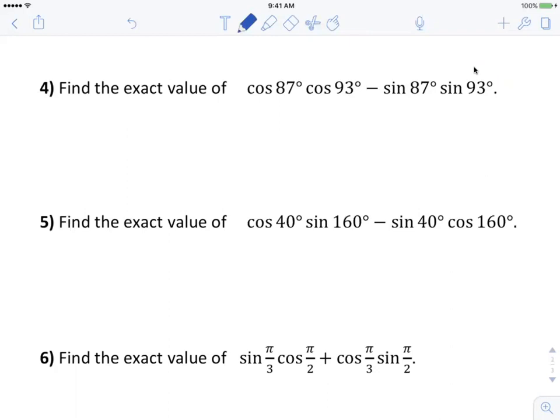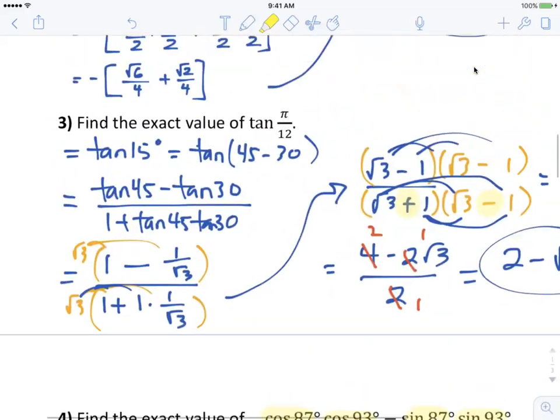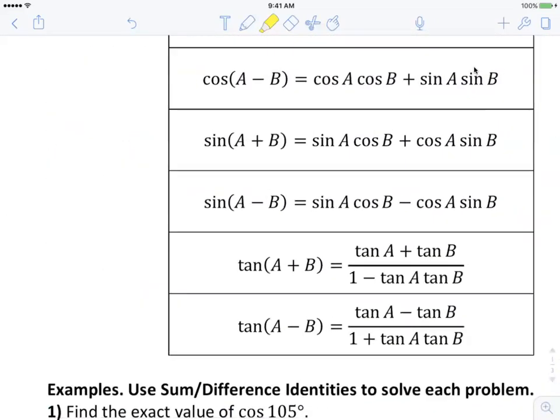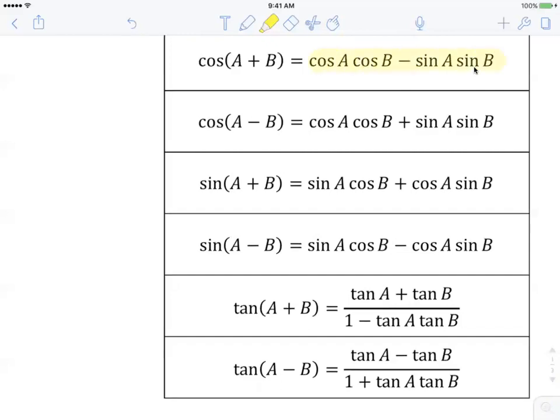This is page 2. It's more finding exact values, but this one looks a little more complicated. Really what you want to do with these is notice the structure. You've got cosine, cosine minus sine, sine. So try to match that with one of the identities from page 1. So I'm looking for cosine, cosine minus sine, sine. If I look back up there, I see right there matches.